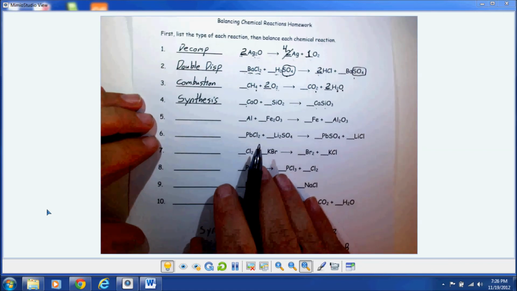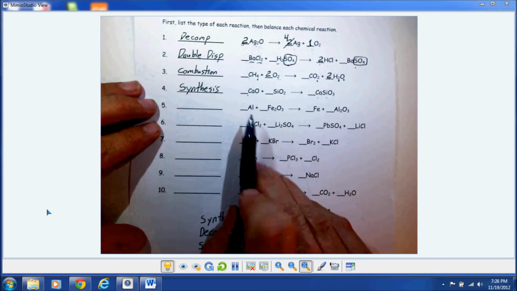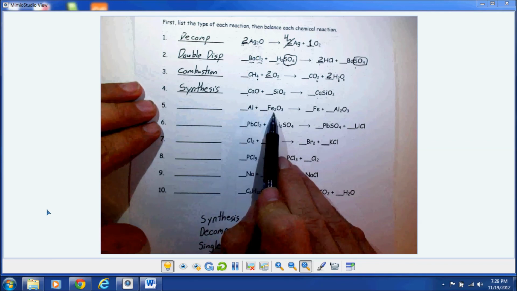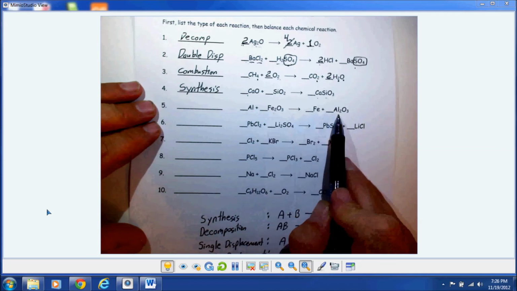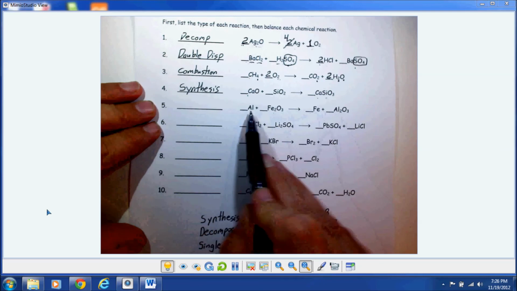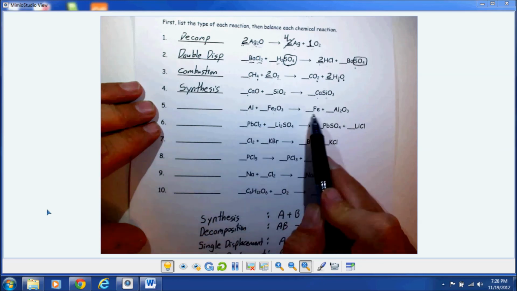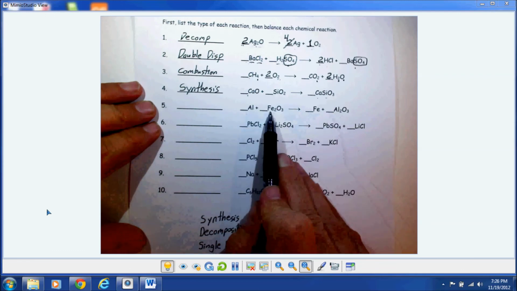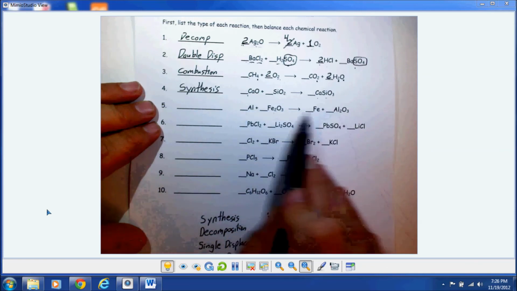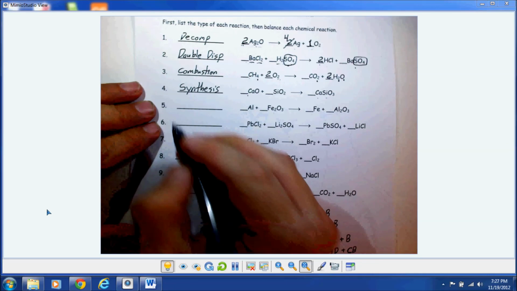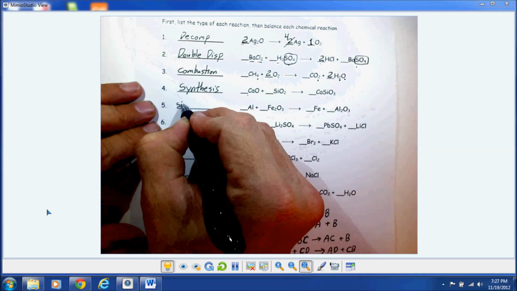Let's take a look at number 5. In number 5, I have aluminum, that would be just the metal by itself, combines with iron 3 oxide to produce iron and aluminum oxide. Because I have a free element here and a compound, and I have a free element here and a different compound, it appears that the aluminum has taken the place of the iron in this compound to yield the aluminum oxide. When one element comes in and takes the place of another, we call that single displacement or single replacement, depending on your text.